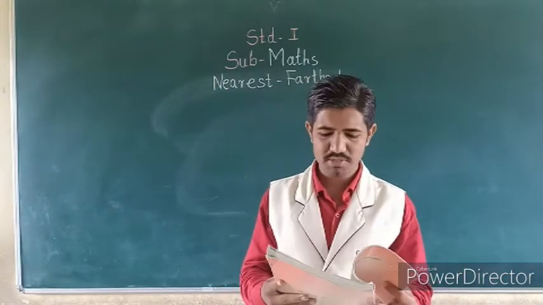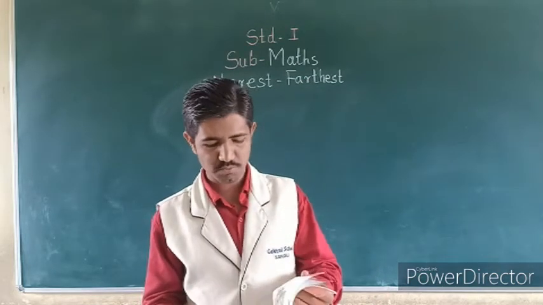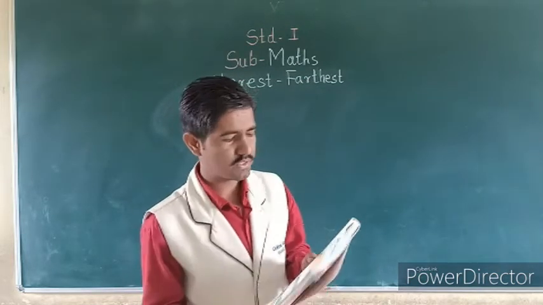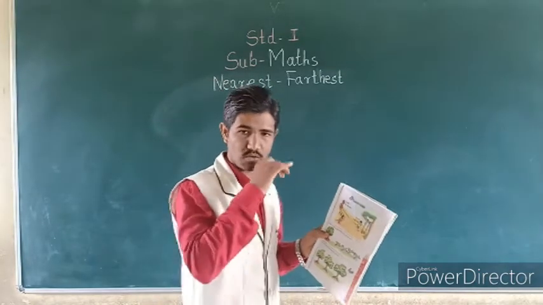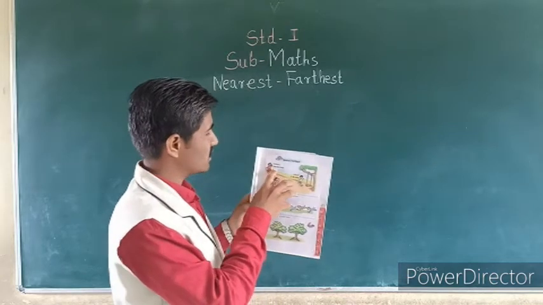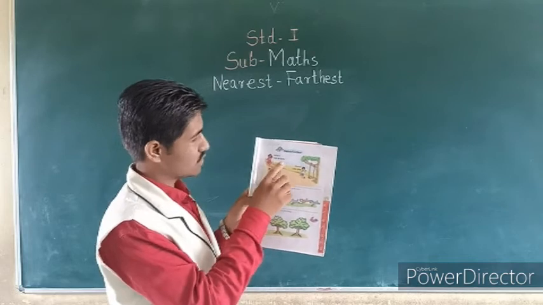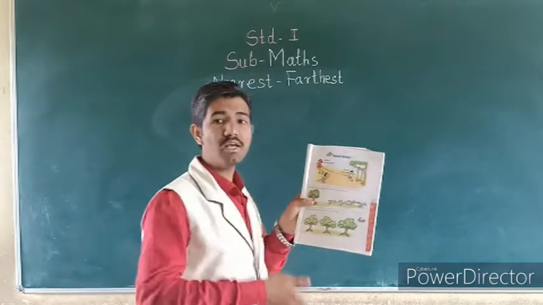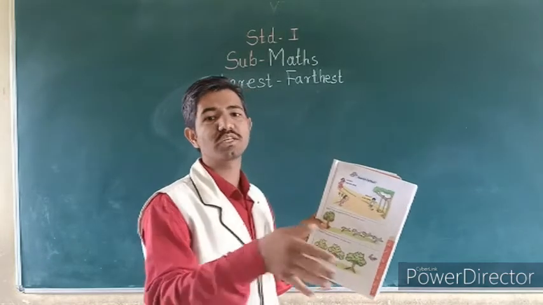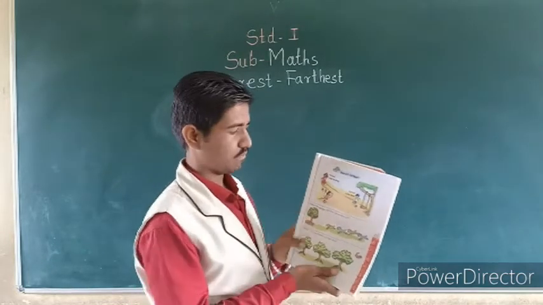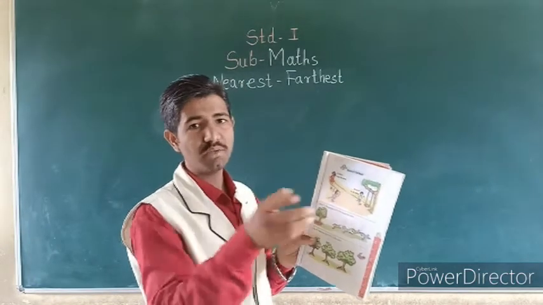So see page number 7. On page number 7, we see the first picture. In the first picture, what do we have to do? We have to look at the picture, and after that we have to tick. So see the first one, farthest from the swing. Farthest means a long distance from the swing, and this child who is close to the swing is called the nearest. And this girl is in the middle. Okay, the medium.